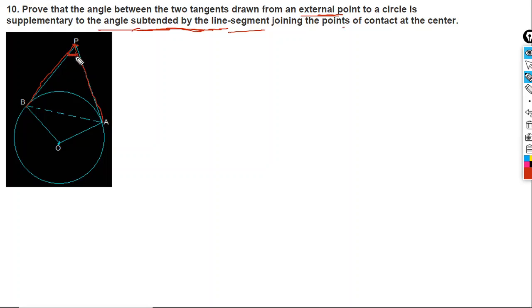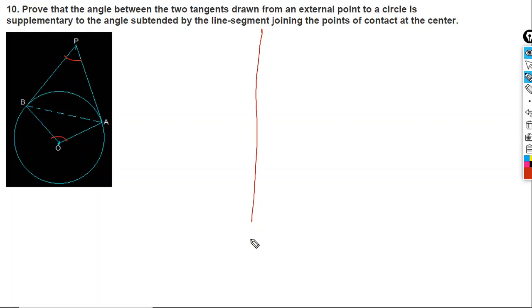And this angle, about this angle it is talking about, to a circle is supplementary. So this angle is supplementary to the angle subtended by the line segment joining the point of contact. So the point of contact is B, here the point of contact is A. Now you join BA or AB. So the angle subtended by BA at the center is this angle, angle BOA. So basically it is saying angle P plus angle BOA equals 180 degrees. This is what we have to prove.